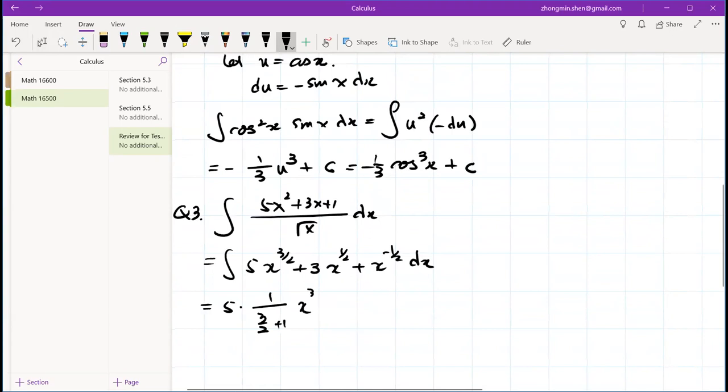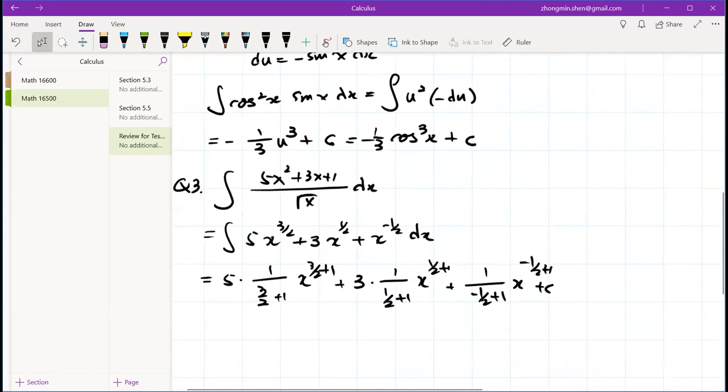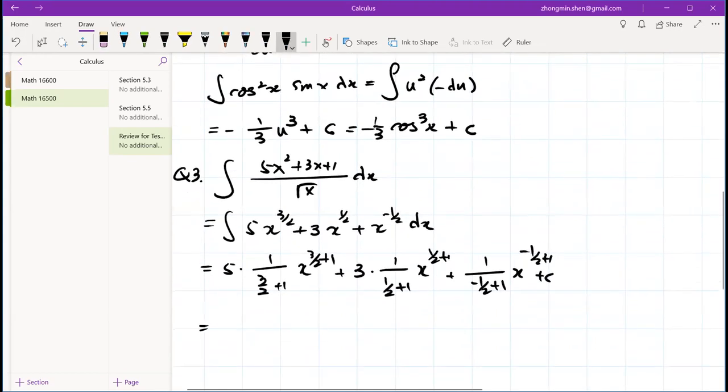Okay, don't simplify at this point. And don't forget the constant C. Right, then you simplify it. I think it's 2x to the 5/2, and this will be 2x to the 3/2, and that is going to be 2x to the 1/2 plus constant.